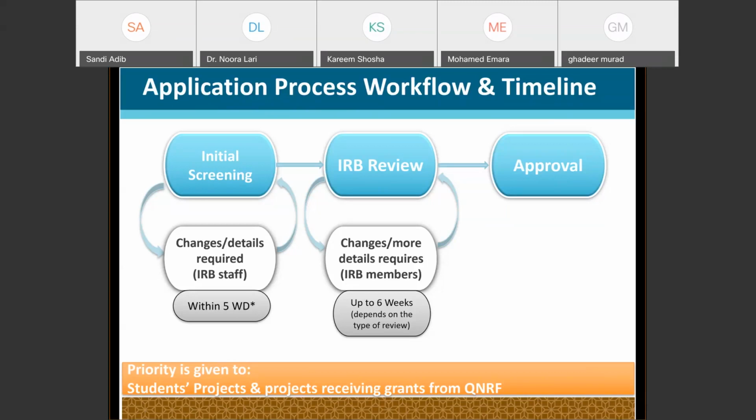So we advise that once you are awarded the grant, you prepare your application and send it as soon as possible, because if it is greater than minimal risk, this will take time for the full board to review it in a full board meeting. That's why you should always give yourself time, even if you have a deadline, so we can help you to accommodate this deadline.